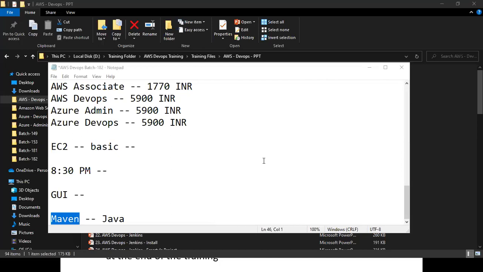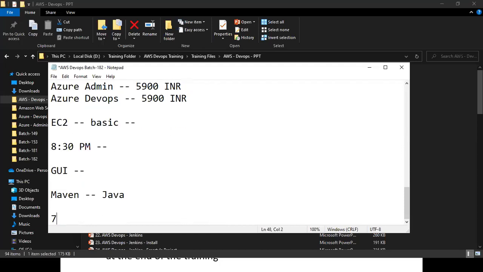Just a small request. Is it possible to shift it by half an hour earlier? The reason is not possible because from morning 7 to 8, my Azure admin batch is already going on. Oh, okay, sir. So I'm just taking a half-hour gap. Yeah, that is understandable. Okay, sir, so that's not possible. So I need to take it at 8:30.